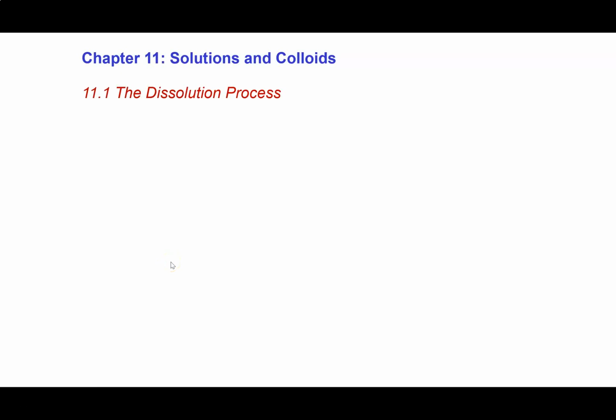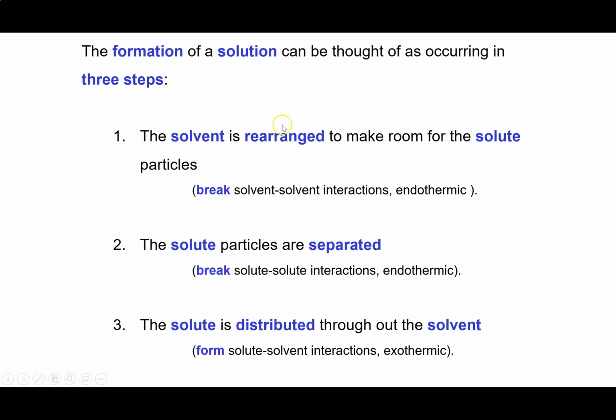So chapter 11 is concerned with solutions and colloids. It's interesting to think about what happens when a substance dissolves. There's a couple of things that have to happen for a substance to dissolve. First of all, the solvent has to separate from itself. The solvent molecules have to rearrange in order to make room for the incoming solute particles, right? Because those solute particles are going to take space.